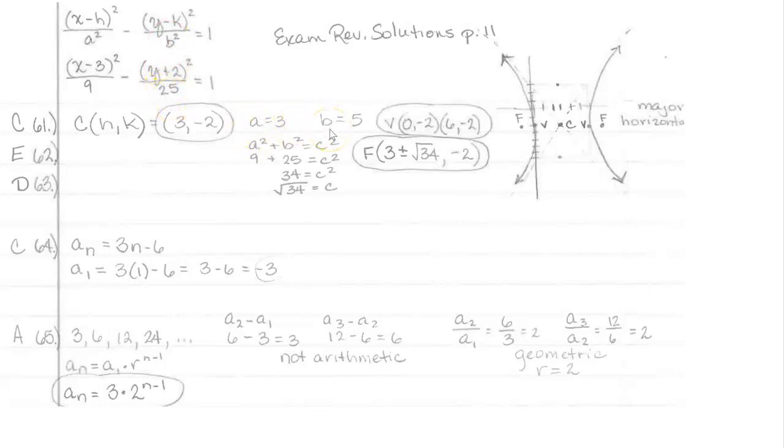Then once I know a and b, I can use Pythagorean theorem to find my c value to be square root of 34. So they asked me to find my vertices. So we said major axis was horizontal. So I'll start right here at my center and I'll go over my a value of 3 and go back my a value of 3. So that gave me my two vertices. And then the foci are on the major axis. So if I go forward my c value and backward my c value, then that gives me my two foci.